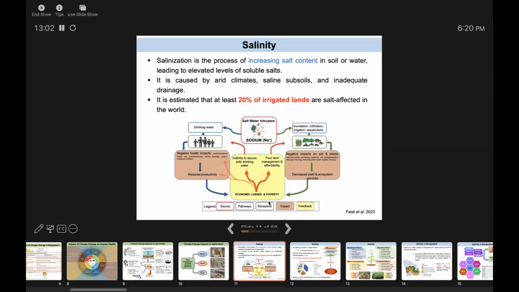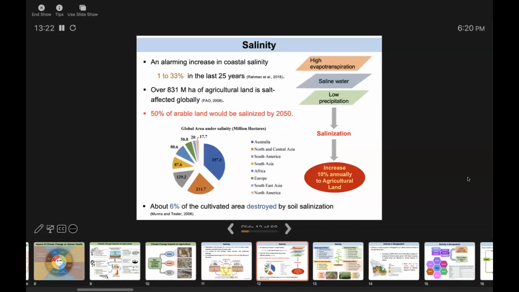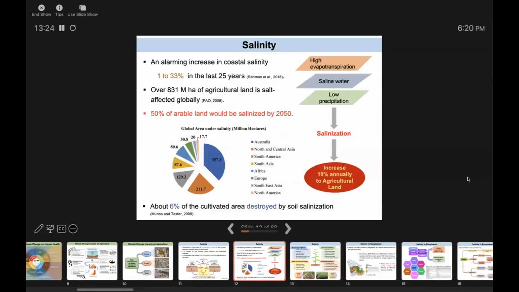All these things cause economic losses and poverty, which also have a negative spiral, and it also has some impacts on the next years. So it impacts the cyclic order. In case of coastal salinity, around 1 to 33% in the last 25 years, as reported by Rahman et al.